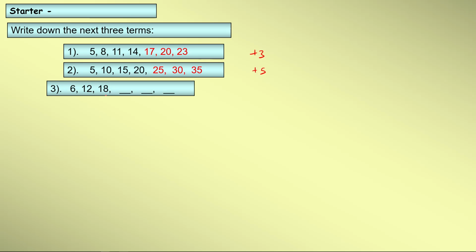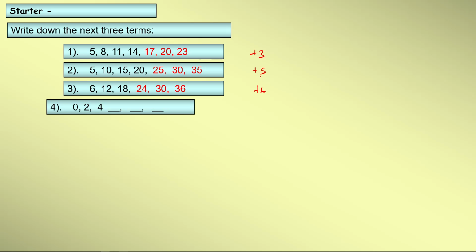Next, going up in 6s. 6 times table. Here we got, it's going up in 2s, but we got a 0 there to start. So it's very much like the 2 times table from here on. 2, 4, 6, 8, 10, 12, so on. So it's plus 2 like the 2 times table, but not quite because it starts at 0.